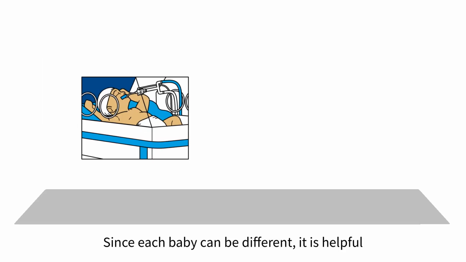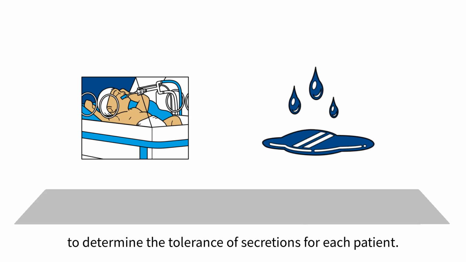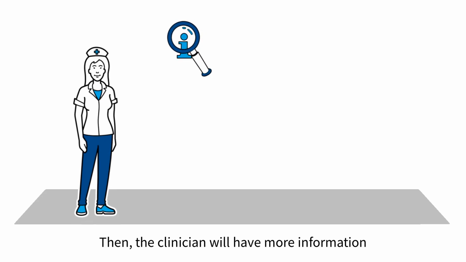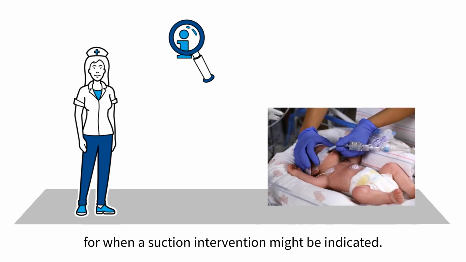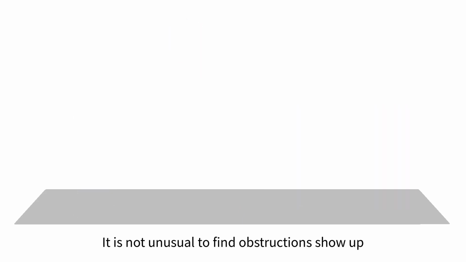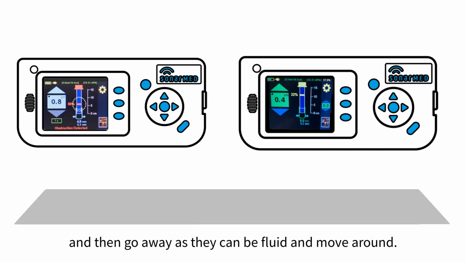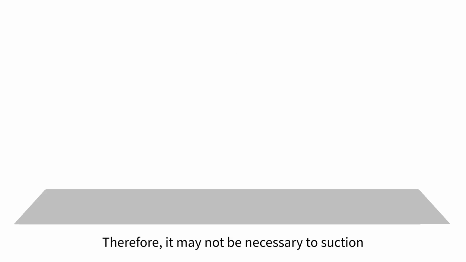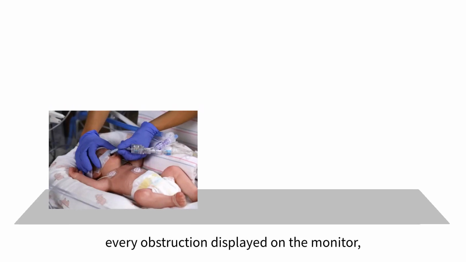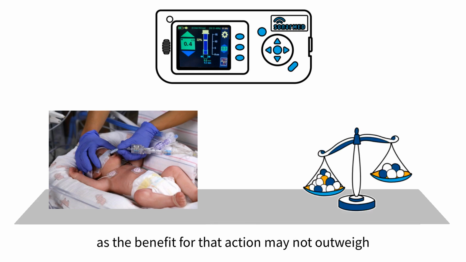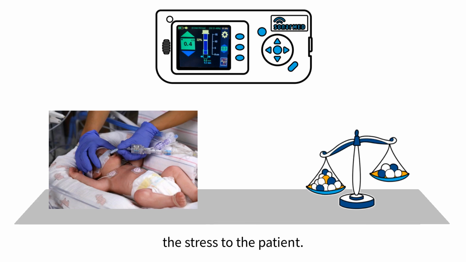Since each baby can be different, it is helpful to determine the tolerance of secretions for each patient. Then, the clinician will have more information for when a suction intervention might be indicated. It is not unusual to find obstructions show up and then go away, as they can be fluid and move around. Therefore, it may not be necessary to suction every obstruction displayed on the monitor, as the benefit for that action may not outweigh the stress to the patient.